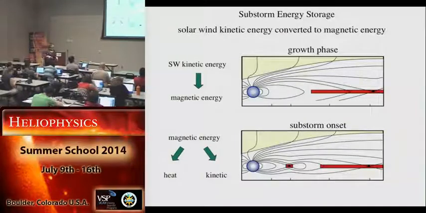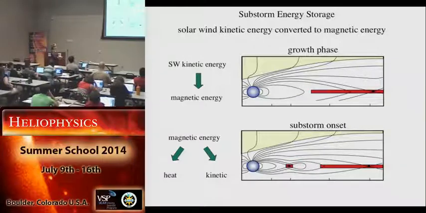So what's happening throughout this process is that you've got kinetic energy being converted from the solar wind, driving the magnetic energy. You're storing it in the tail in this growth phase. You open, store in the tail.